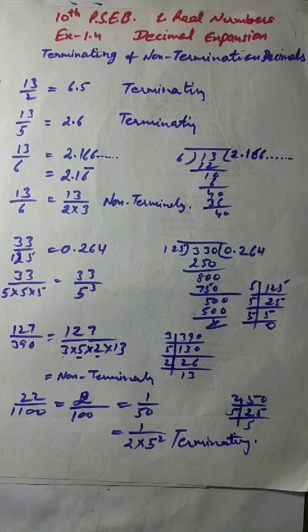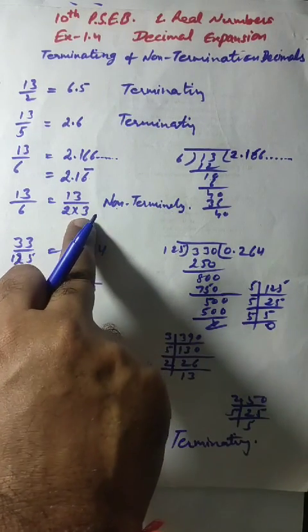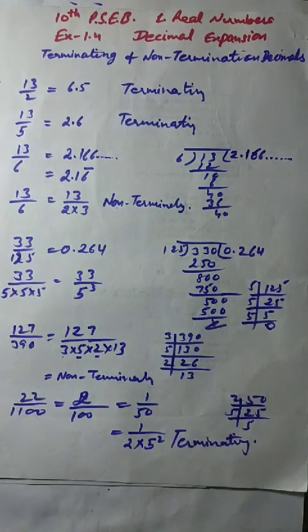So we conclude here that if we are having the prime factors in the denominator as 2 or 5 or both, then the rational number will become a terminating decimal, or otherwise if there is any other prime factor of the denominator, that becomes a non-terminating decimal.